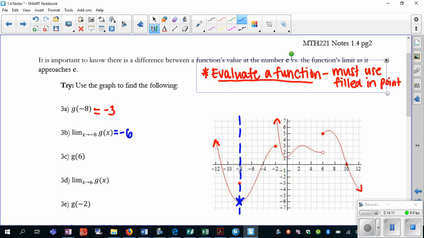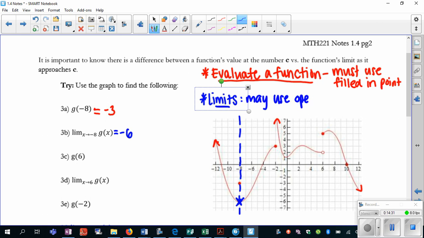But at the point -8, that's where the function's defined. The y value would have to be -3. But the limit is as we approach. So it's what is the function tending to do? So for limits, you may use open circles, open points.